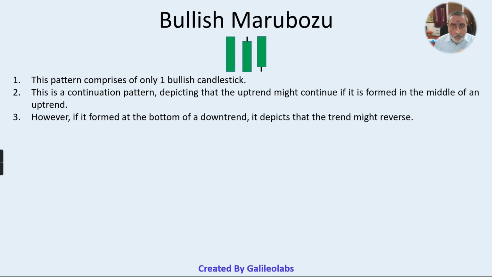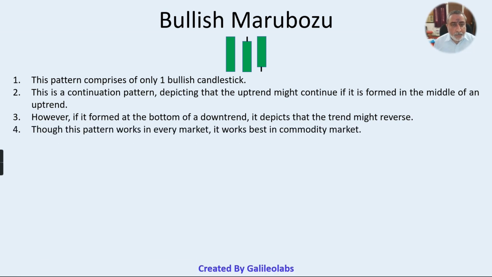Now, first of all, I would also like to tell you one thing about Marubozu. This Marubozu candle is a candle which has no wicks, but there are two exceptions to it, which I will be discussing in a short while. Now, though this pattern works in every market, it works best in the commodity market. You might be aware of different markets like equity, F&O, forex, and commodity. So this Marubozu particularly works best in the commodity market.